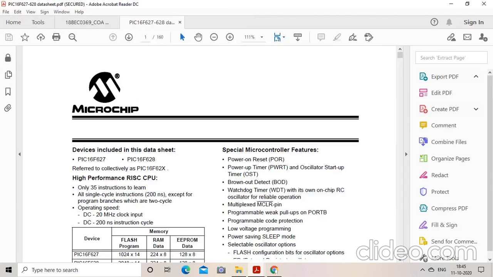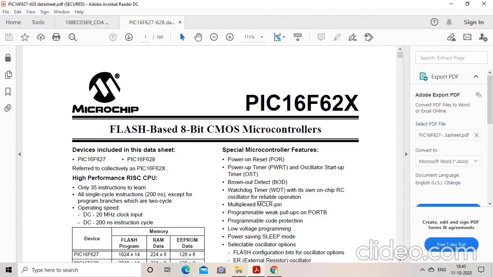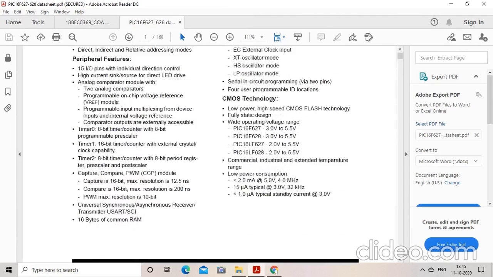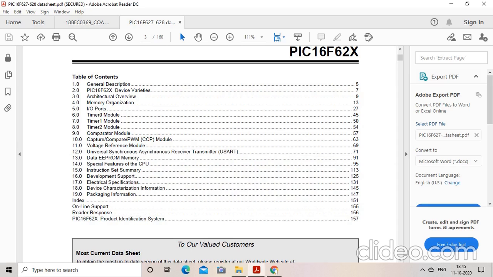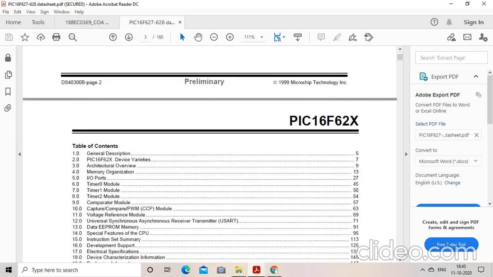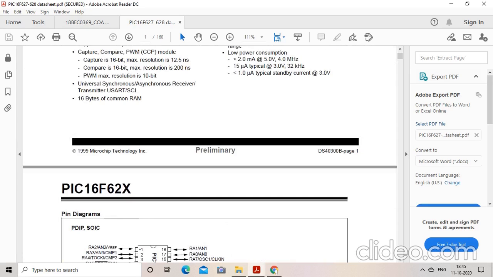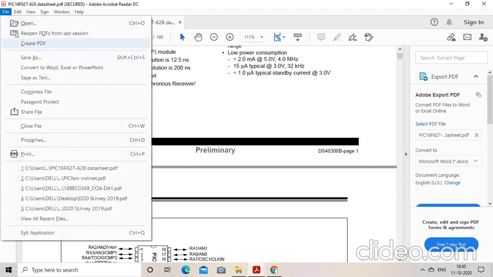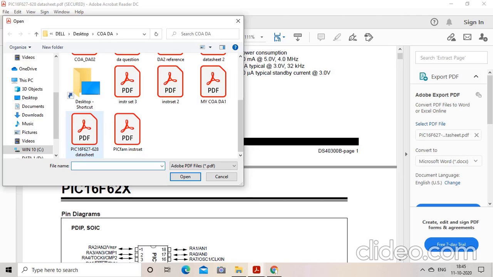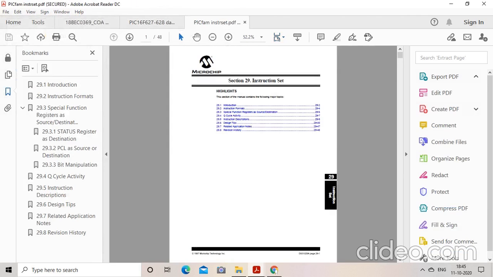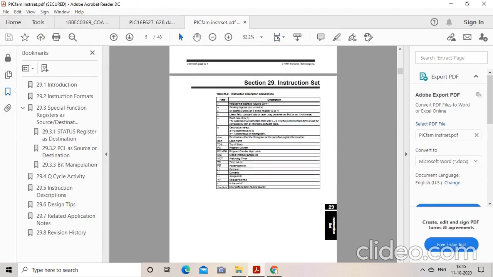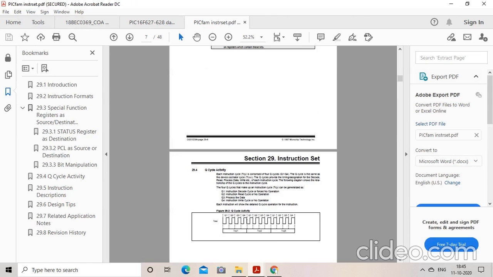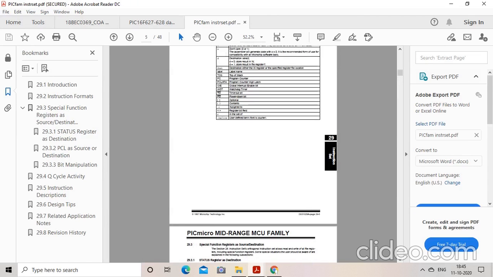This is the data sheet of PIC16F62X. Block diagrams, instruction set, all the details of timers are all present here. And then the instruction set. This consists of several number of instructions.